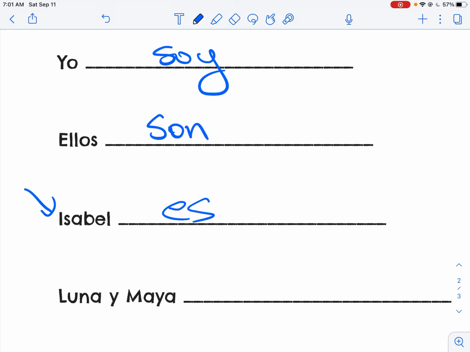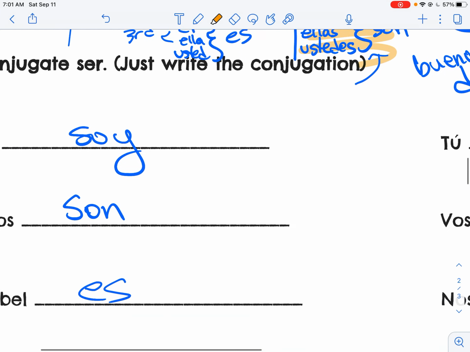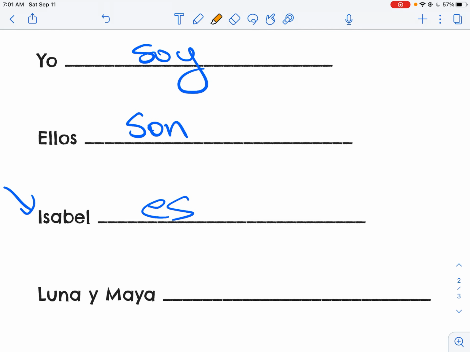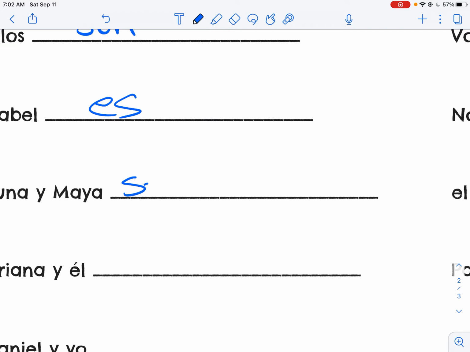Okay, Luna and Maya. That's more than one. That means that it is the plural side. So that means it has to be here. Maya and Luna doesn't say anything about yo or tú. It doesn't say vosotros, it doesn't say nosotros. That means it's third person. Well, if I look at third person, I'm talking about ellos and ellas. Well, Luna and Maya are two female dogs because they're my dogs. That means that we're dealing with ellas. It's third person, ellas. So, what is the conjugation of the verb for ellas? It is son.